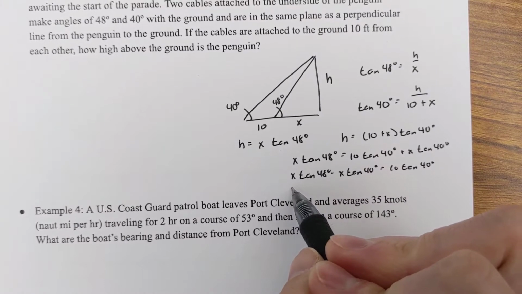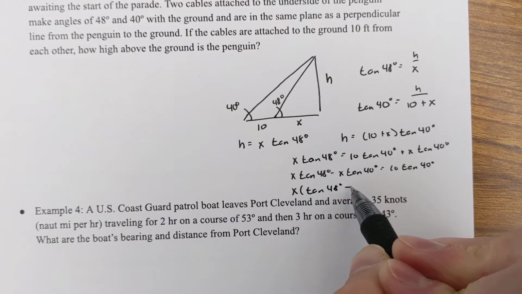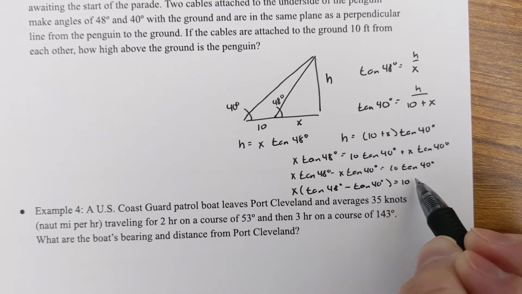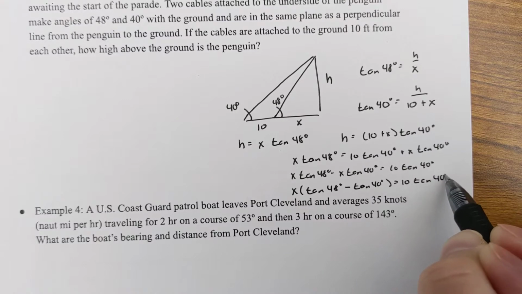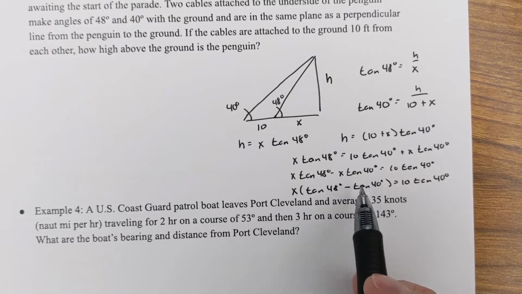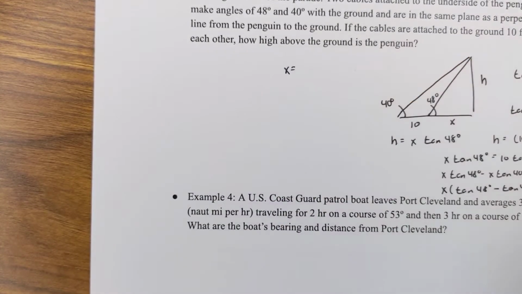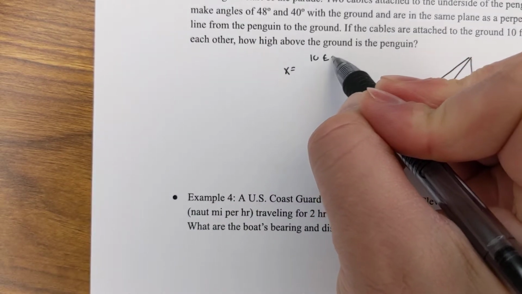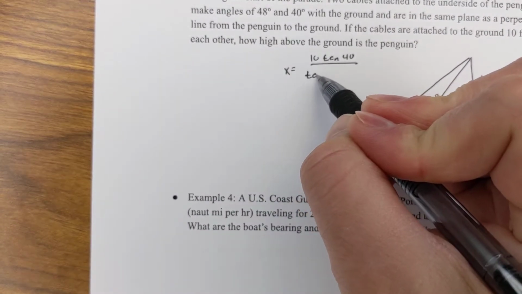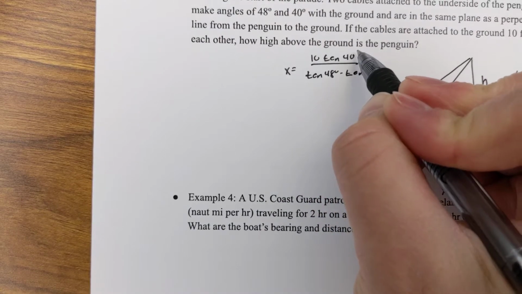The next step is to factor the x out from the left, so you'd have this. Should have left myself some more room. Next, this whole quantity divides to the right. So I'm going to have x equals 10 tan 40 over tan 48 minus tangent 40.